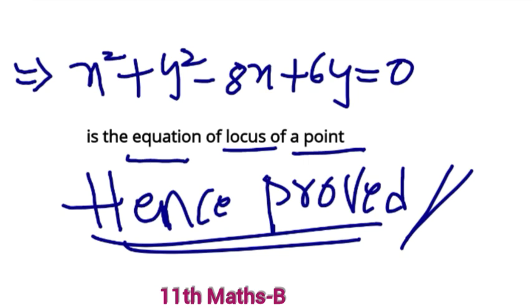So x square plus y square minus 8x plus 6y is equal to 0 is the equation of locus of a point. Okay, we got the locus of a point, the equation we wanted. Hence it's proved.